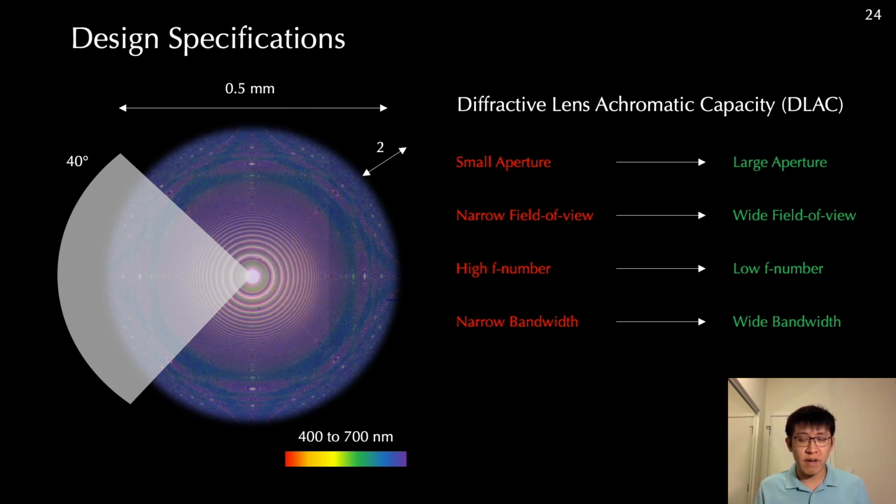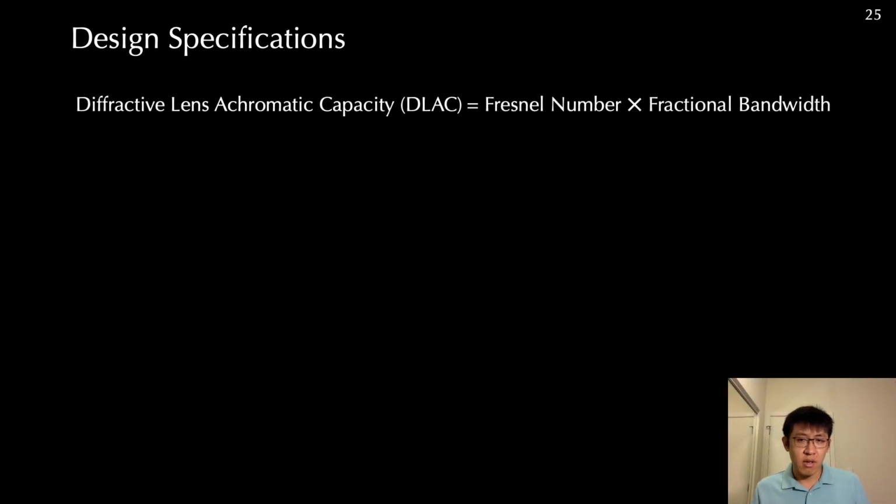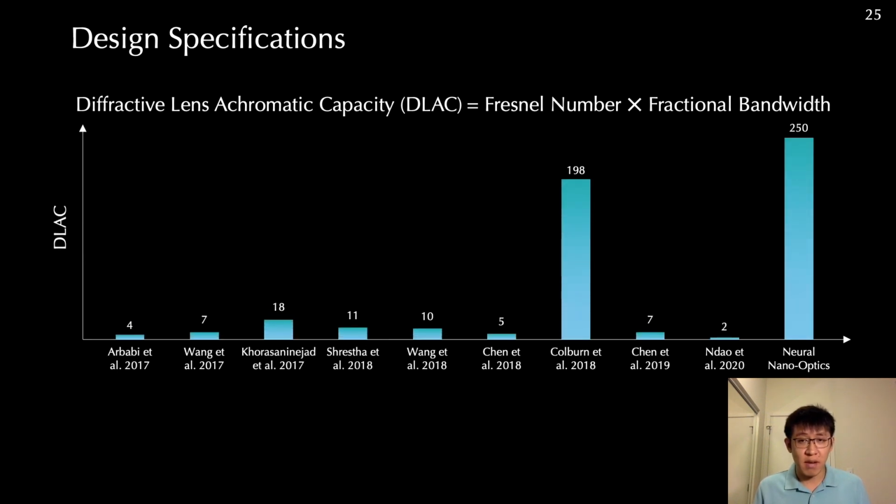To formally quantify our design specs, we propose a new metric called the diffractive lens achromatic capacity, or DLAC for short. This metric is a product of Fresnel number and fractional bandwidth, and can only be maximized by satisfying all of the design specs. Because of the trade-offs made by previous methods, almost none of them meet our design capacity. The only previous work that comes close to our design specs is the work of Shane Colburn from 2018.